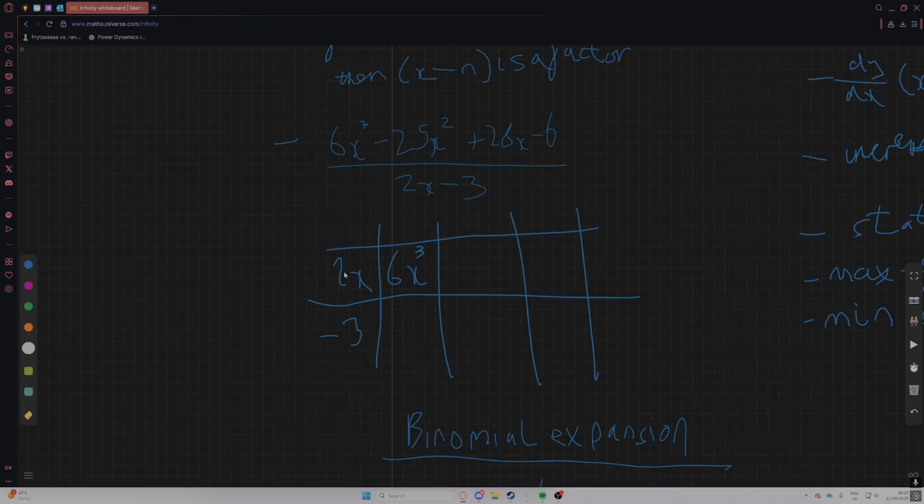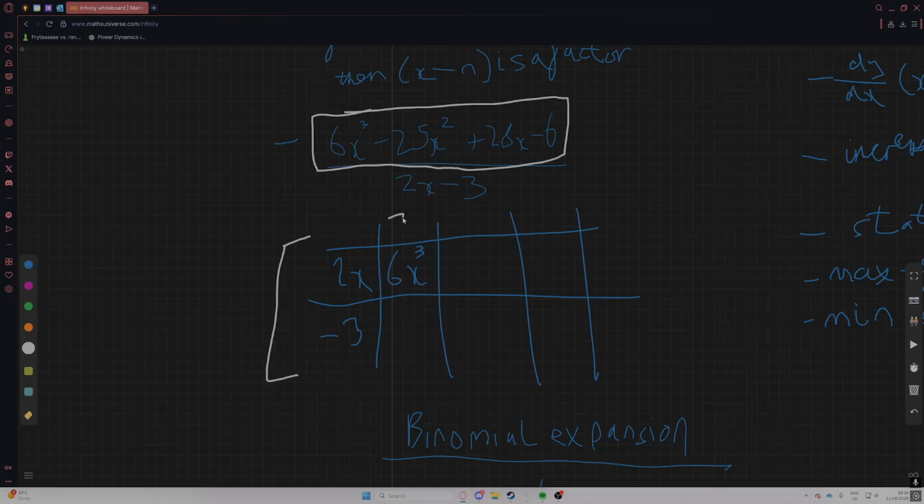So you write the thing you're dividing through on this little bit here. You write what we're dividing, and then in the middle, you write the first term. Obviously, this is the cubic we're dividing. So we think, what do we need to multiply 2x by to get 6x cubed? Well, 3x squared. Then you multiply this like a grid, so you get negative 9x squared. Then you think, what do you need to get from negative 9 to negative 25x squared? Well, you need negative 16x squared.